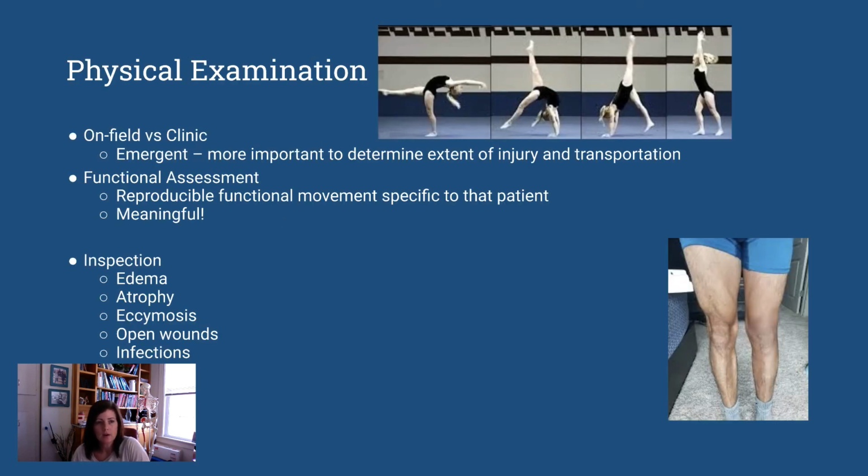So in terms of physical examination, I did want to point out that on-field examination is very different than the clinic. If it's more of an emergent situation, you're just deciding, okay, what's the extent of the injury here? Is it life-threatening? And how am I going to get them off the field or off the court? Clinic is going to be a lot different than that. It's going to be a lot more specific.